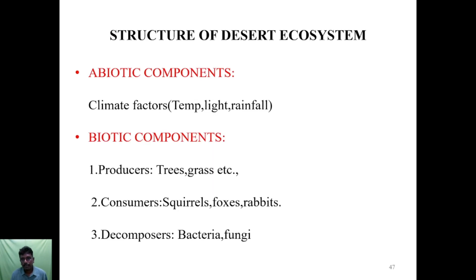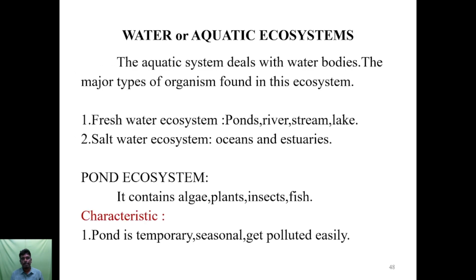Then structure of desert ecosystem. Abiotic components already discussed: climate factors, temperature, light, rainfall. Biotic components: producers, consumers, decomposers. Then water or aquatic ecosystems. The aquatic system deals with water bodies.